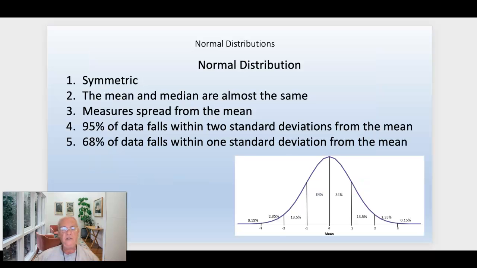To conclude, normal distributions are symmetric. The mean and the median are almost the same. It measures the spread from the mean. And 95% of the data falls within 2 standard deviations from the mean, and 68% of the data falls within 1 standard deviation of the mean.